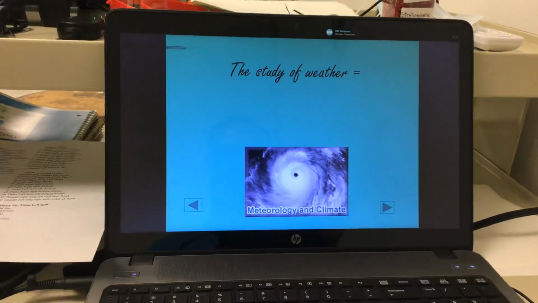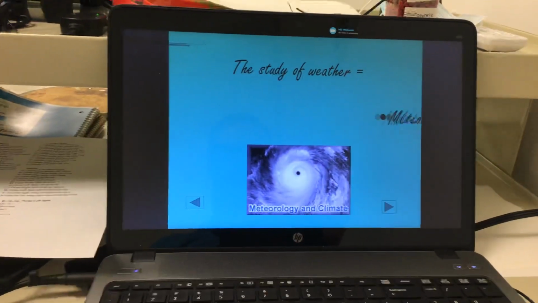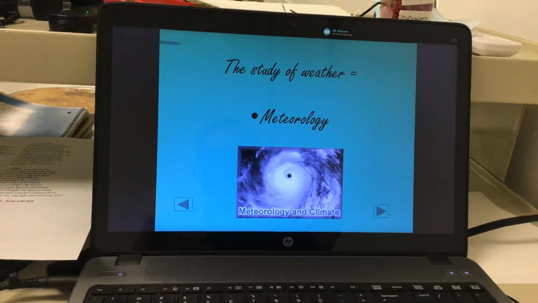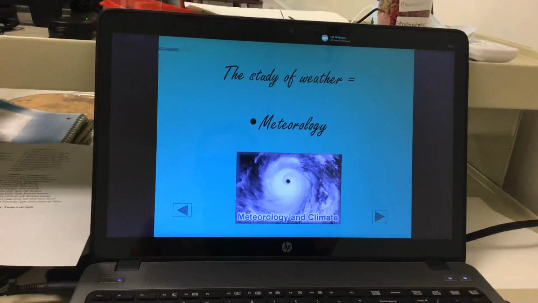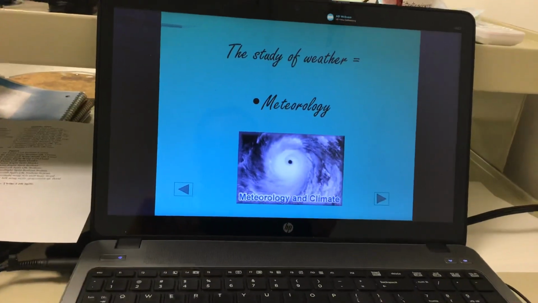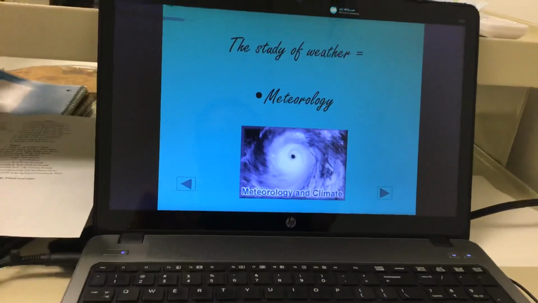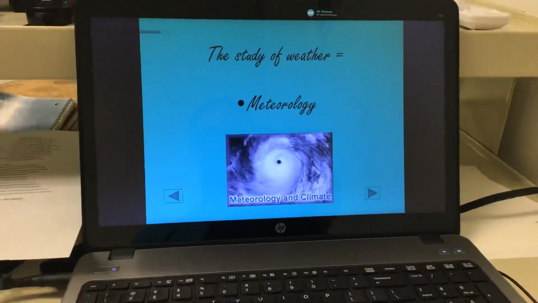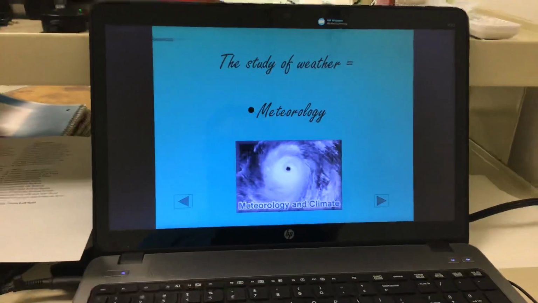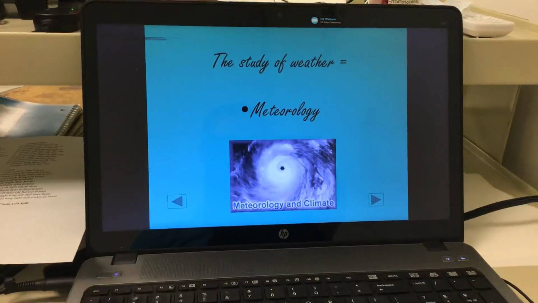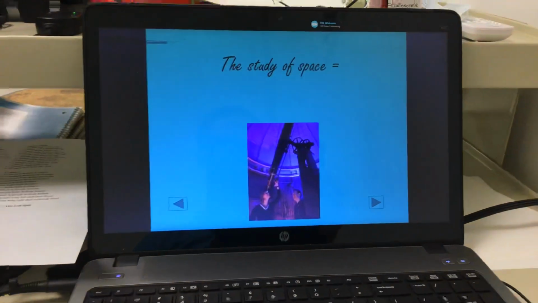The study of weather. I guess it's there already on my picture. Meteorology. If your parents watch the weather, which might annoy you when you're young like this, the study of weather is meteorology. Meteorologists, a lot of them belong to the Meteorologist Association.